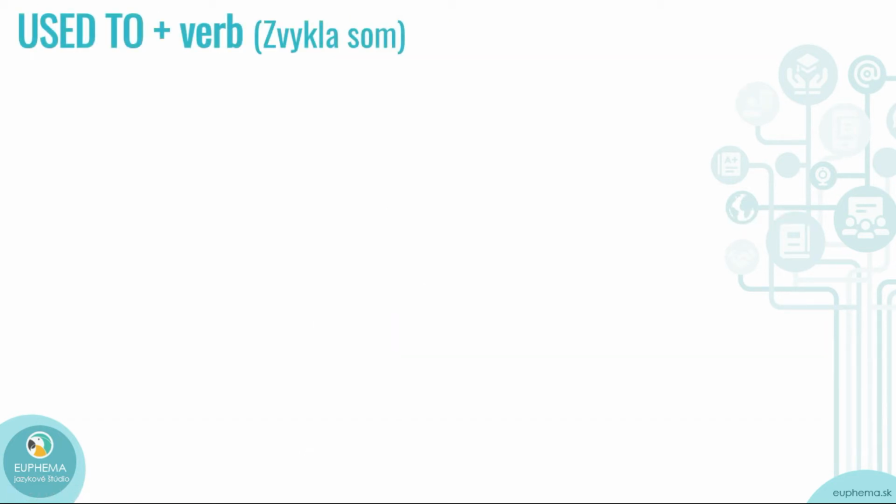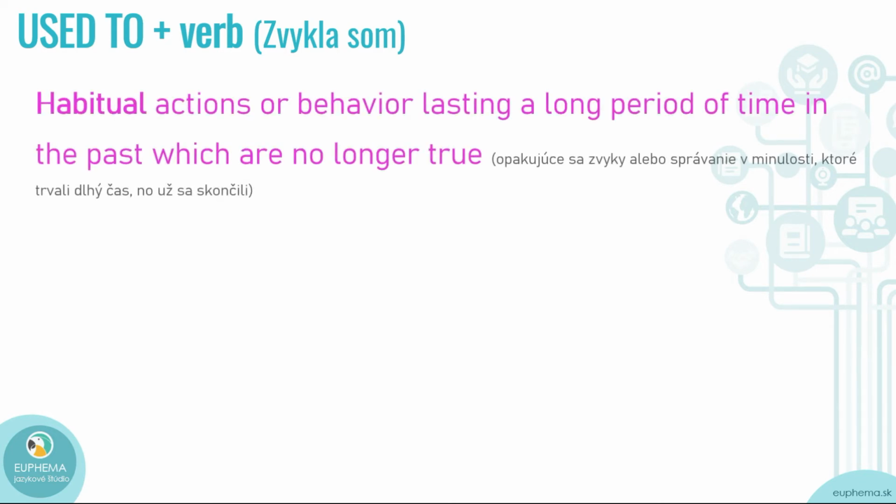And finally, there is used to plus verb or infinitive, if you will. We use used to talk about habitual actions or a behavior lasting a long period of time in the past, which are no longer true. So what is important here? Habitual actions or behavior, okay, which we did over a long period of time as a habit.